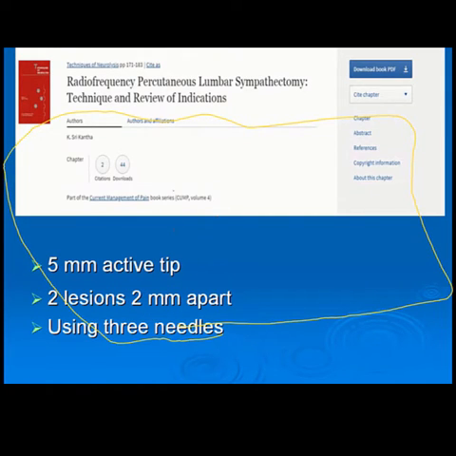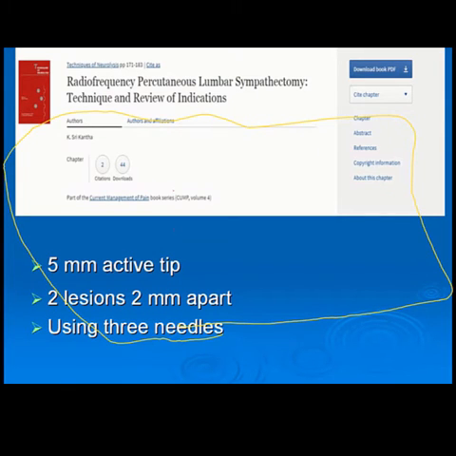I wanted to mention this. They used a 5 millimeter active tip radiofrequency needle, and they did 2 lesions at each site, at the same sites. We are talking about L2, L3 and L4, the same position, using 3 needles. I know that putting in 3 needles might be a little costly, because the needles cost money, and having 3 needles simultaneously can cost the practitioner, and you need a radiofrequency device that has 3 outputs.